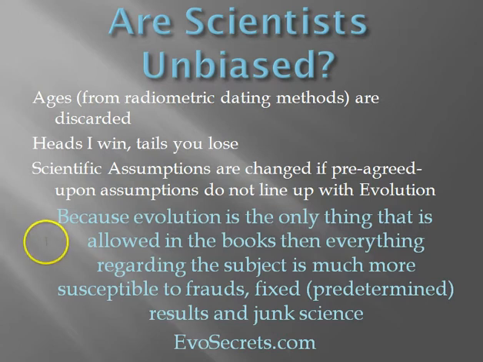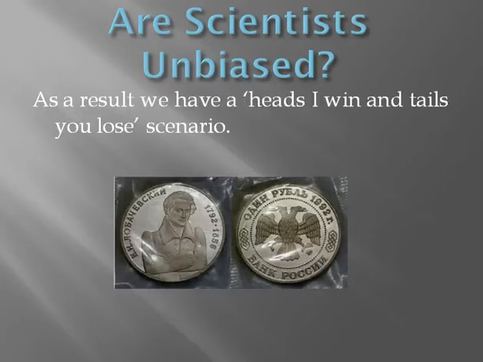Because evolution is the only thing that is allowed in the books, everything regarding the subject is much more susceptible to frauds, fixed, that is, predetermined results, and even junk science. Of course, that's what we're finding all the time now with the theory of evolution. So we have the heads I win, tails you lose scenario. Nothing can disprove the theory.